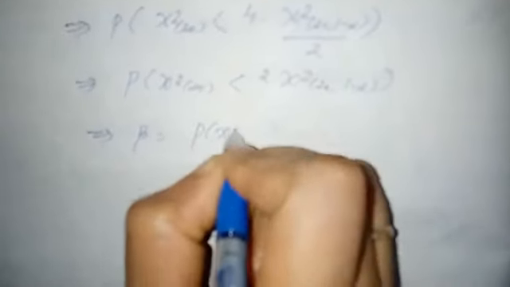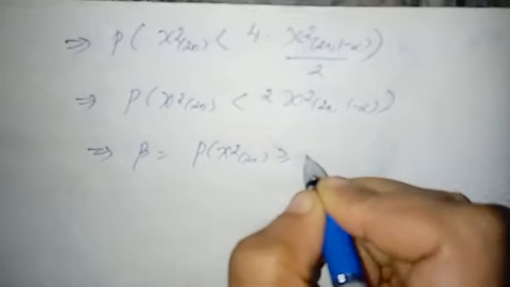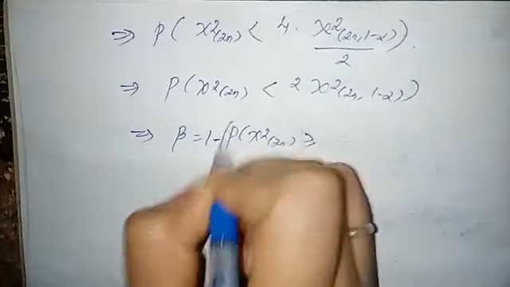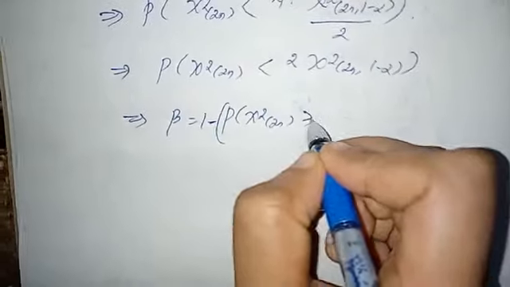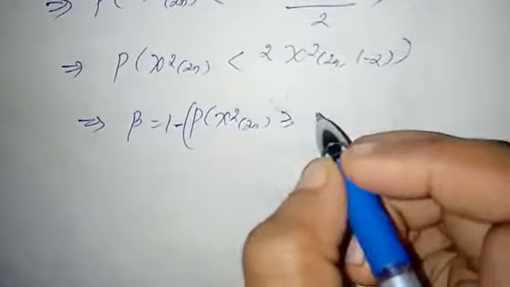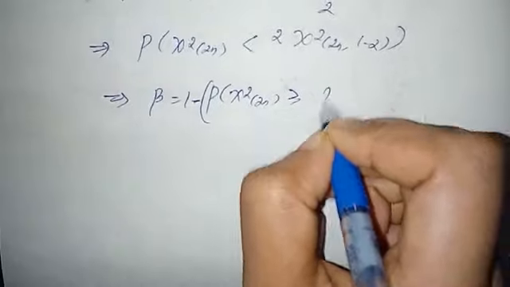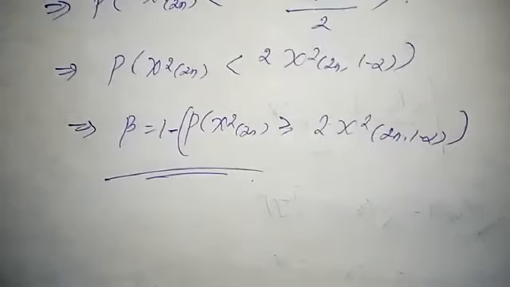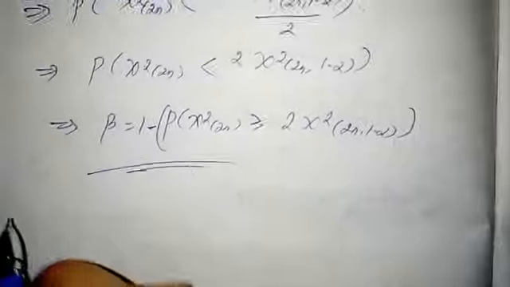Which implies beta equal to probability of chi-square 2n is greater or equal to, you can write beta equal to 1 minus probability of chi-square 2n greater or equal to 2 chi-square 2n, 1 minus alpha degrees of freedom. This is the answer. This is the power of the test. Then we will go for another question.